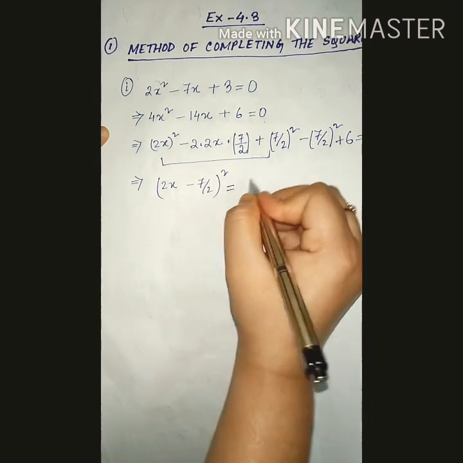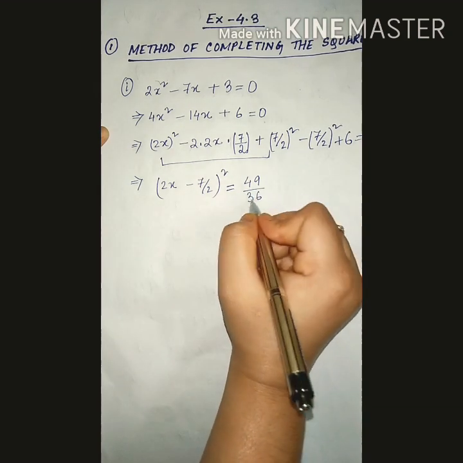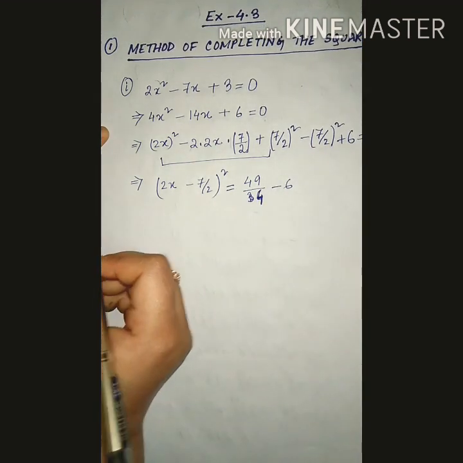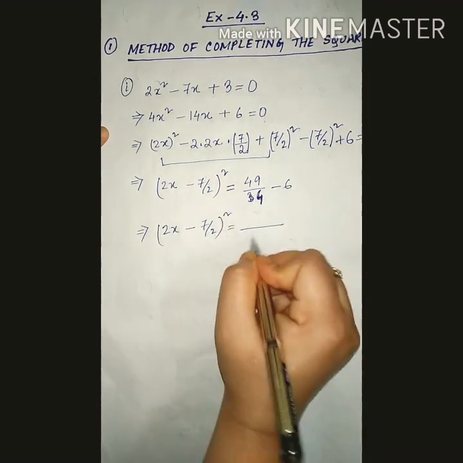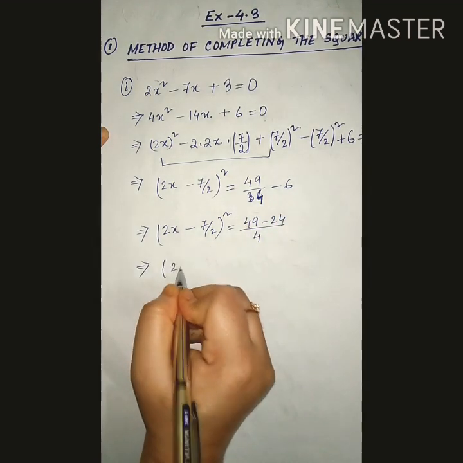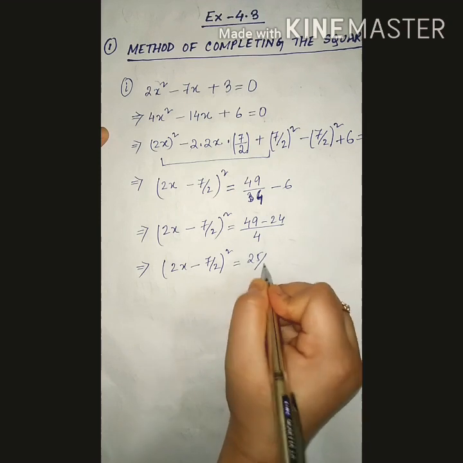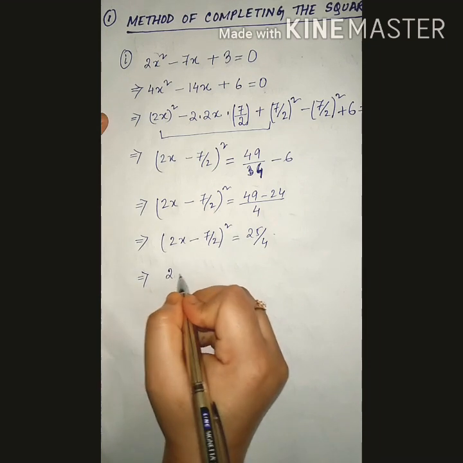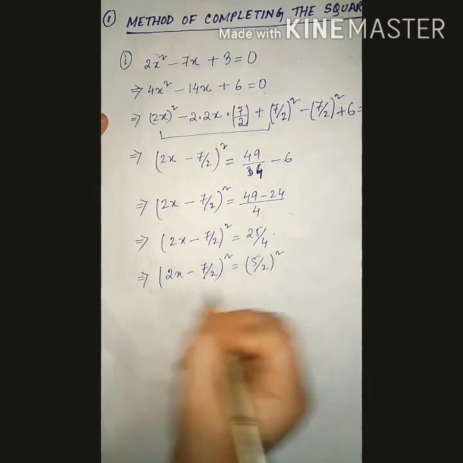And this one, 49 divided by 4, and minus 6. That means this one you can write it as, take LCM, (49 - 24)/4, 4 into 6. After that, (2x - 7/2)², 49 minus 24, this one you will get 25 by 4. 25 by 4, what you can write? (5/2)², (7/2)², this one (5/2)².